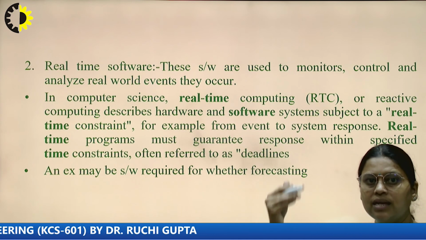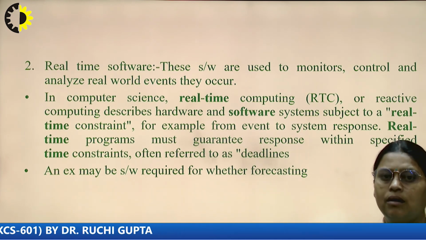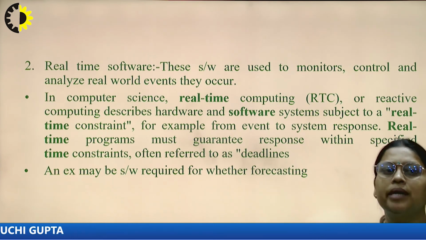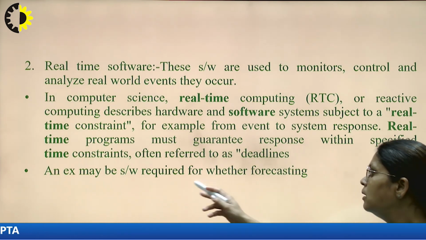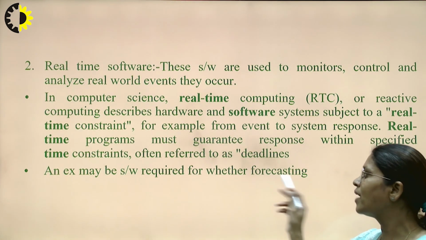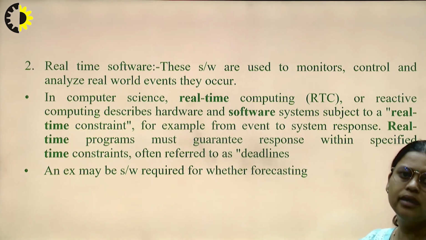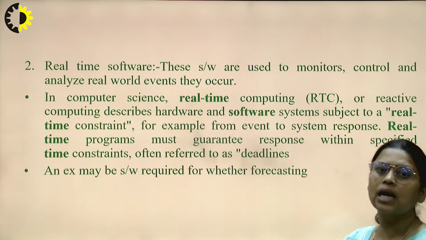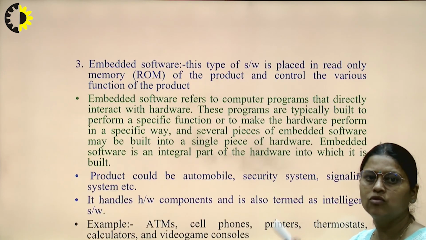It means if there is a deadline for any real-time project, then it comes under real-time. For example, the software required for weather forecasting, as I have already told you, comes under the category of real-time software.